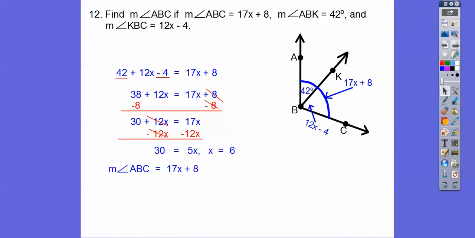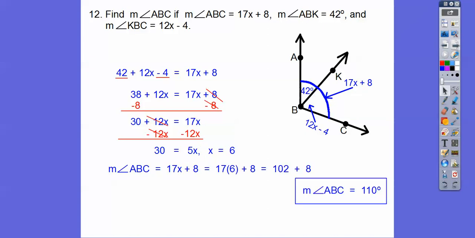So now it doesn't say find x on this, so be careful. It says find the measure of angle ABC. So we have to plug in x right here, okay? So this is not the answer, okay? It's tricky. It says find the measure of angle ABC. So they tell me that ABC is 17x plus 8. So we'll plug a 6 right there. 17 times 6 plus 8 is 102 plus 8, so we get 110 degrees, okay?